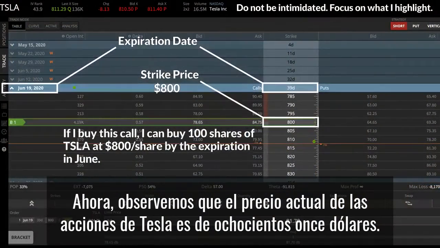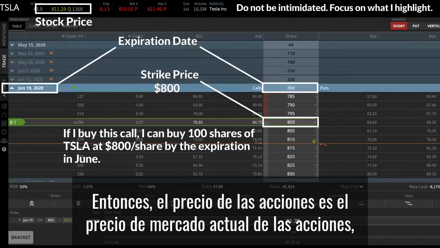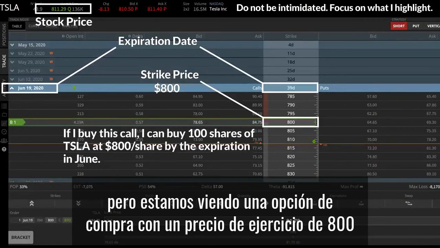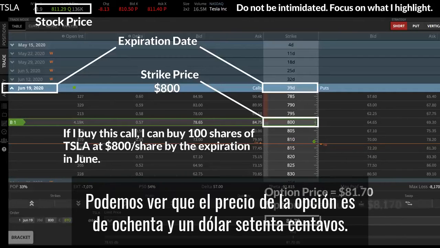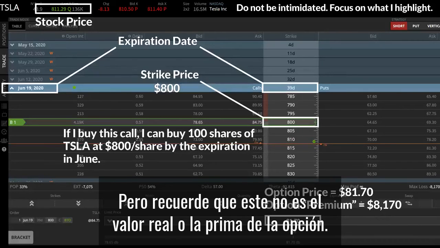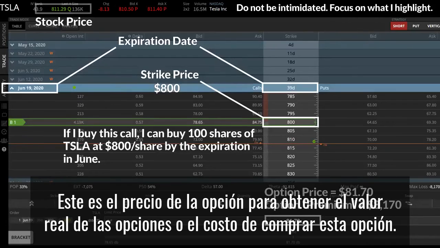Now let's note that the current Tesla stock price is $811. So the stock price is the current market price of the shares, but we are looking at a call option with a strike price of $800. In the bottom middle of this image, we can see that the option price is $81.70. But remember, this is not the actual value or premium of the option. This is the option price.